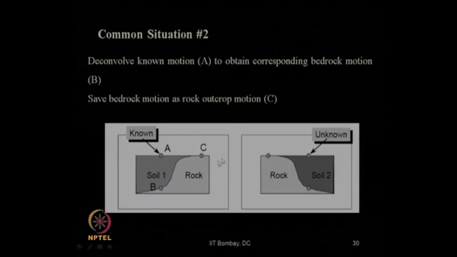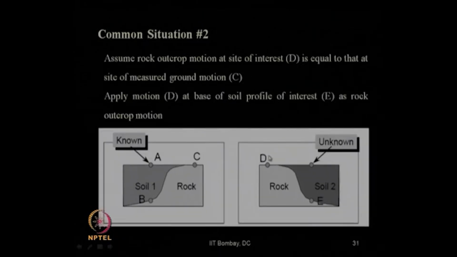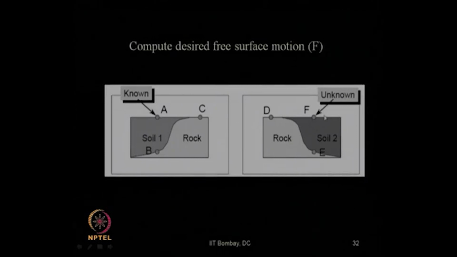That C you can take if the rock profile is the same at outcropping at the two different places at ground surface also, because the rock material is the same and both are outcropping. So, you can use that data. Once you use that data at C, then from C to D you equate, that is, assume that the rock outcrop at site of interest D is equal to that measured at C. Then once you get D, you can get it at E, again using transfer function. Once you know at E, then use the ground response analysis and get this unknown at soil site 2, F. So, compute the desired free surface motion at F.